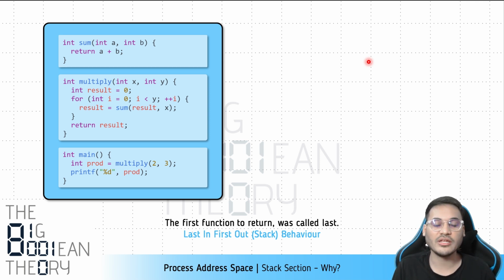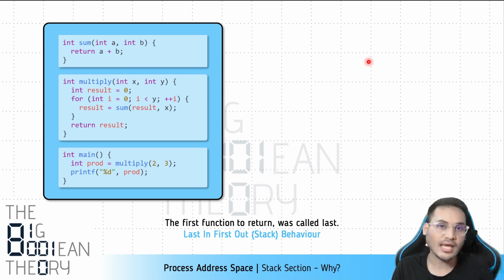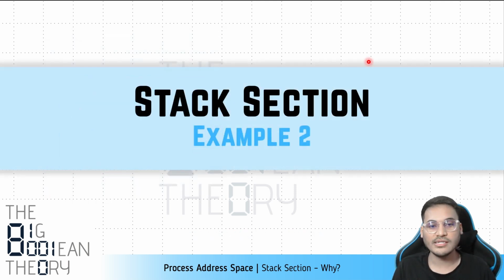So this property is very important, and this is a property that is very similar to the stack. So basically now you understand why we need the stack section in the memory. We have to replicate this behavior, so that is why we need a stack section. Now let us see one more example and see this property in action once more.